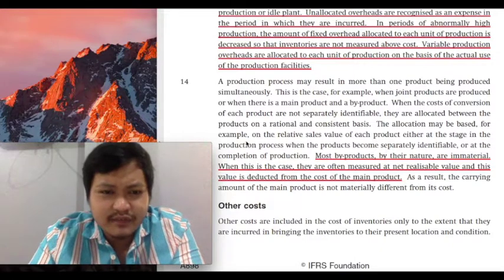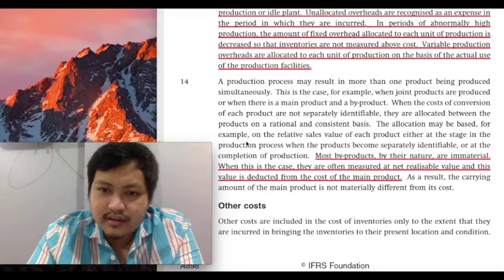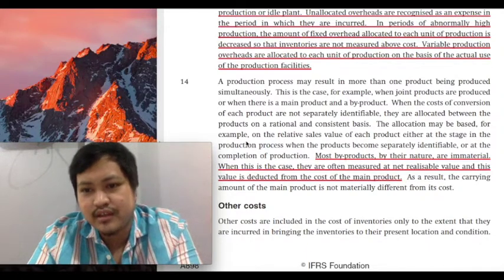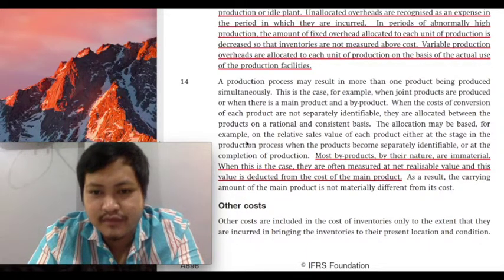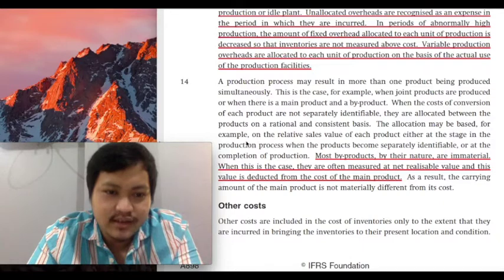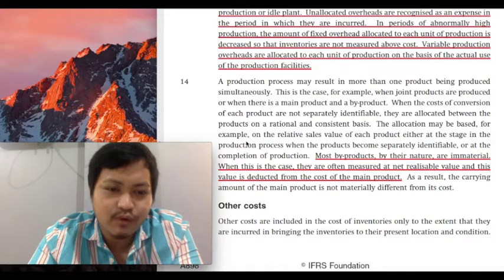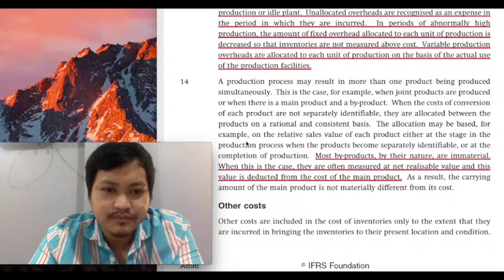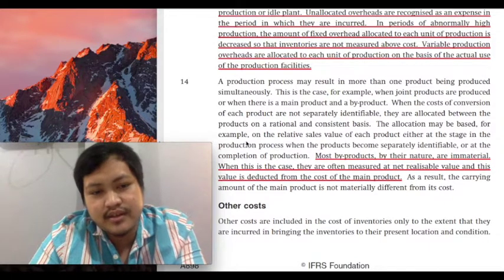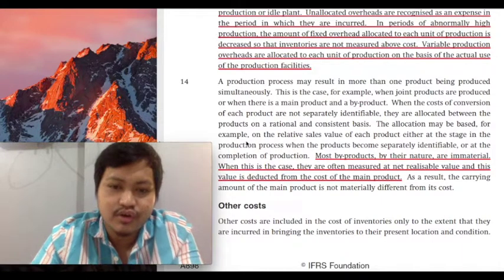I've underlined a single sentence from paragraph 14, class, because I find this very interesting. It says, most byproducts by their nature are immaterial. When this is the case, they are often measured at net realizable value, and this value is deducted from the cost of the main product. From this sentence alone, class, this would evolve into a full chapter in your cost accounting class, accounting for byproducts. And the rules observed there primarily stem from these two sentences in the standard. But again, that would not be a concern for our subject. That would be a concern for your cost accounting.